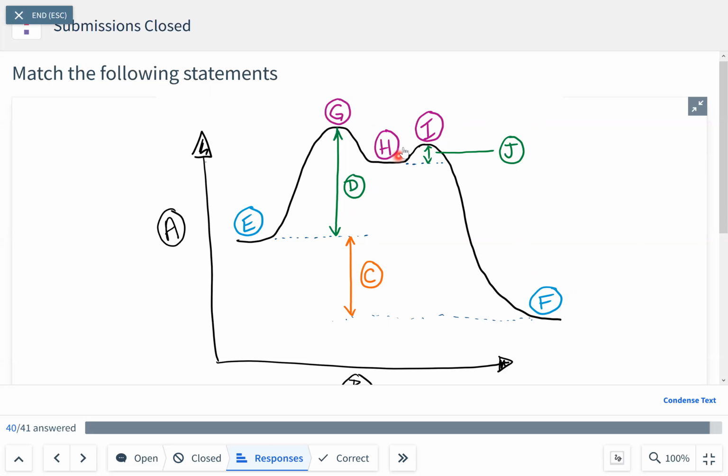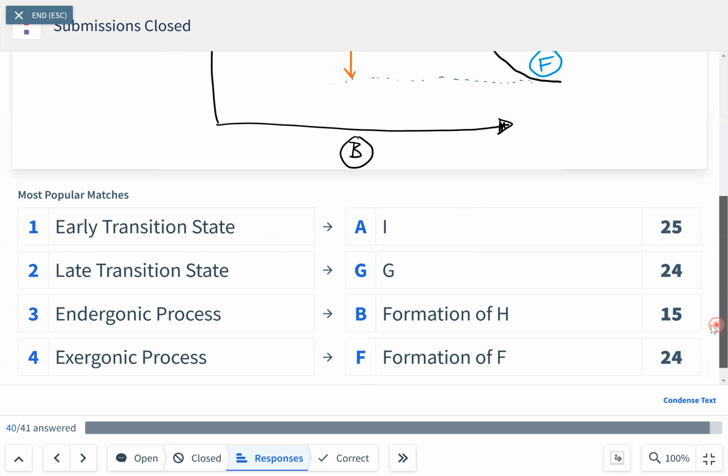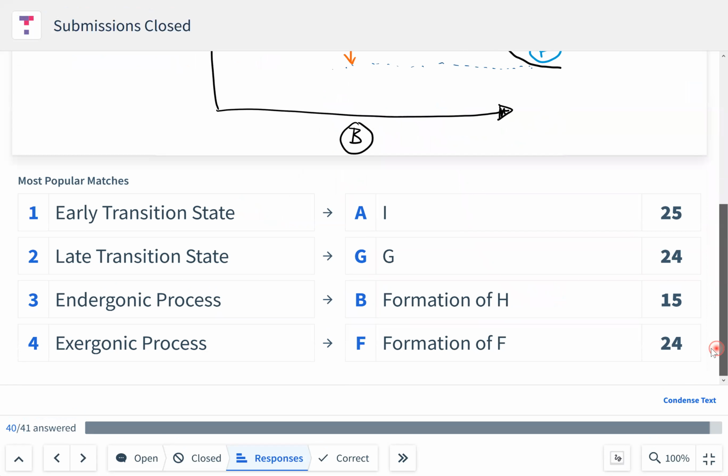Because this is closer to this, and if we're looking at this process in isolation, this is the start. So this is early. And if we're looking at the process from E to H in isolation, this happens later. So G should be a late transition state. I should be an early transition state. This process going from E to H, that's uphill, so that will be endergonic. And going from H to F, this will be an exergonic process. So that's basically the four of them.